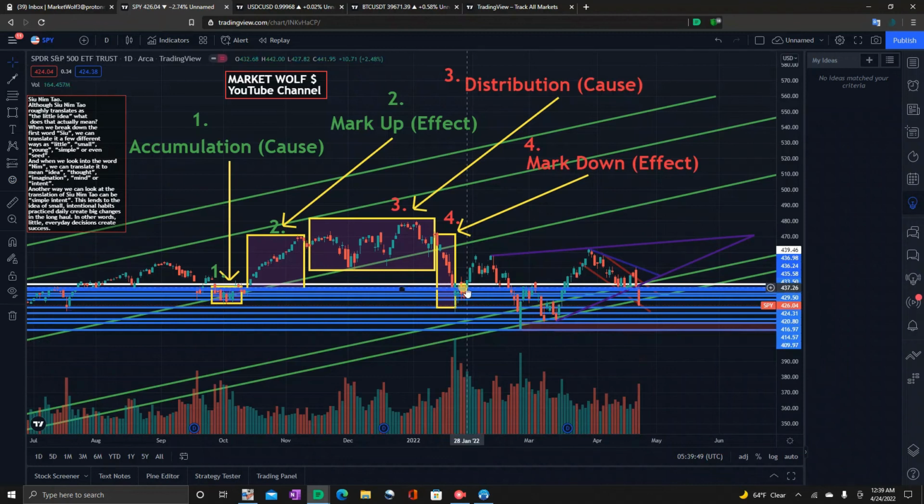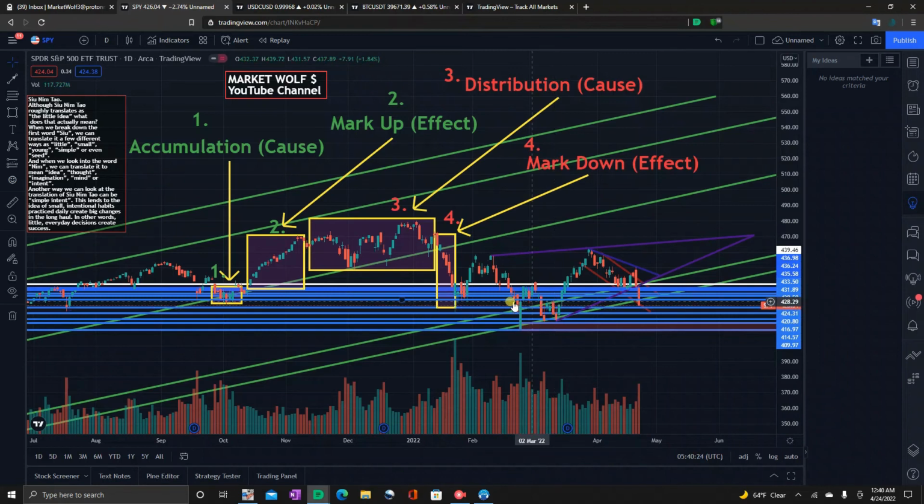We had accumulation, markup, distribution, and markdown. A brief accumulation, and it's tough to tell here. Like, the market was trying to make a decision. What are we doing here? Where are we going? Right? So we get this accumulation phase here. This accumulation phase was brief. This distribution phase was brief. This markdown was brief. We go back to accumulation, right?